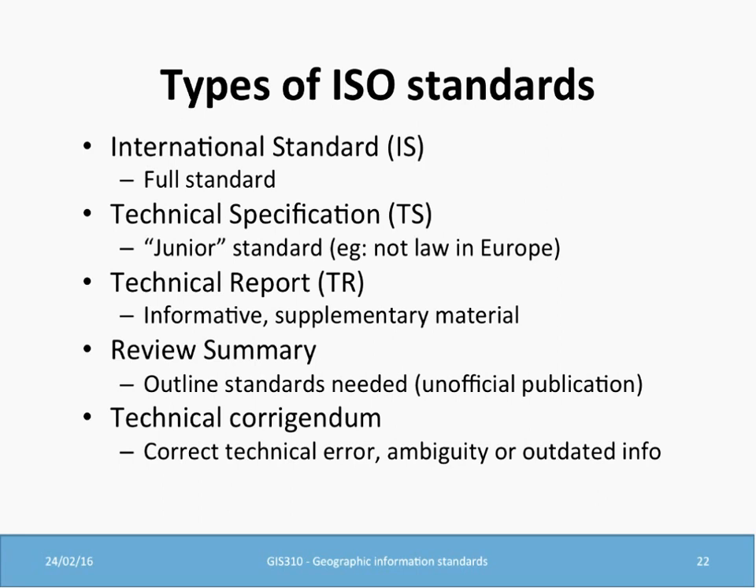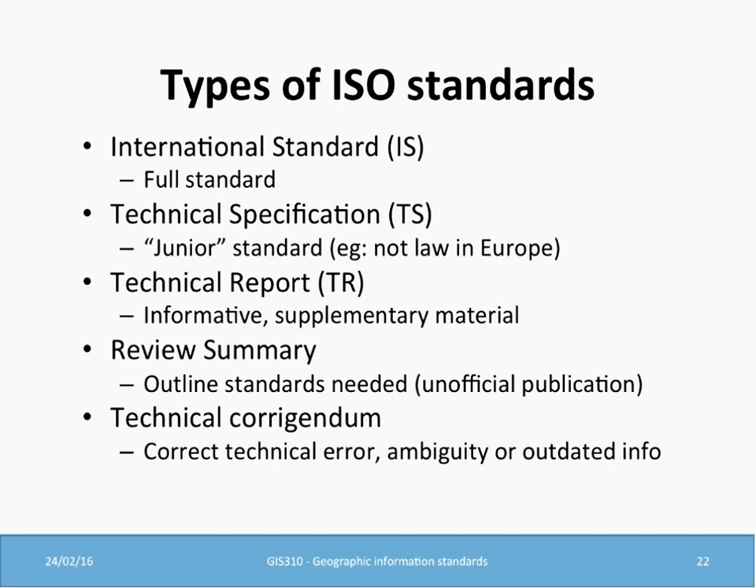So the different types of standards: you have the international standard, which is a full standard. This needs to be implemented, etc. Some countries say that as soon as something is published as an international standard, the country has to implement it. Then you have technical specifications. This is like a junior standard. It's not necessarily law to implement it. Then technical reports, which are more informative. It's more like guidance, a guideline document.